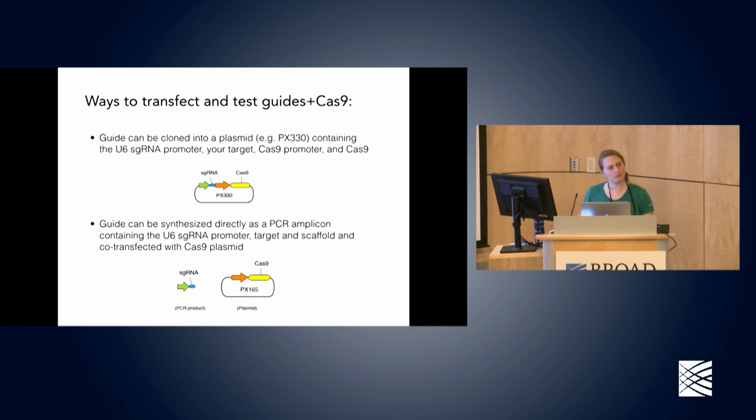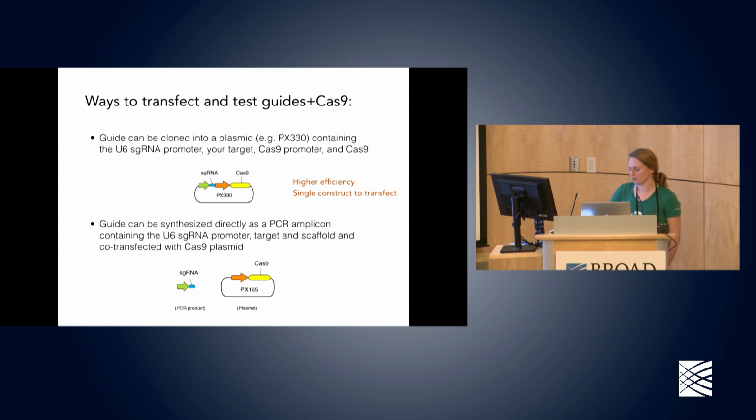So there are two main ways that you can transfect and test your guides, for example, using Cas9. You can first clone your guide directly into a plasmid that contains a promoter for the guide, often using the U6 promoter, and then also a promoter for Cas9. Doing this method, putting the guide into your plasmid, often results in higher efficiency, because if the cell receives the plasmid, it gets both the guide and the enzyme. And it's a single construct to transfect.